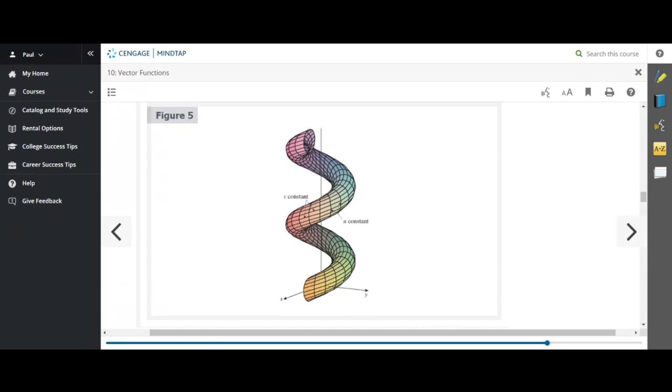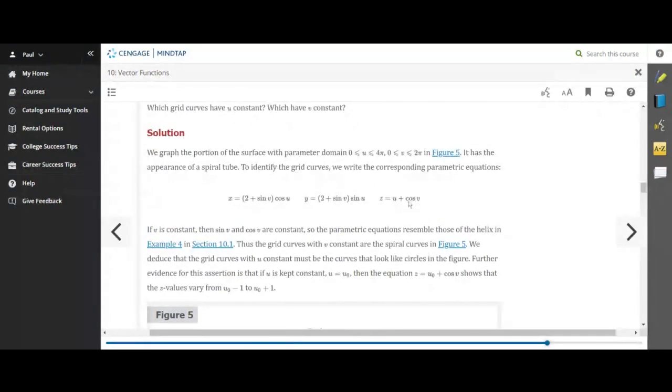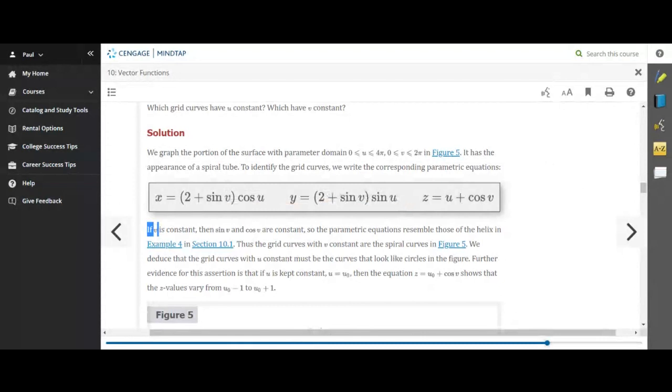But naturally, it will be helpful if we have MATLAB to help us graph this particular parametric surface. And so let's recall here are the parametric equations for this parametric surface. And what we want to do is graph the parametric surface.